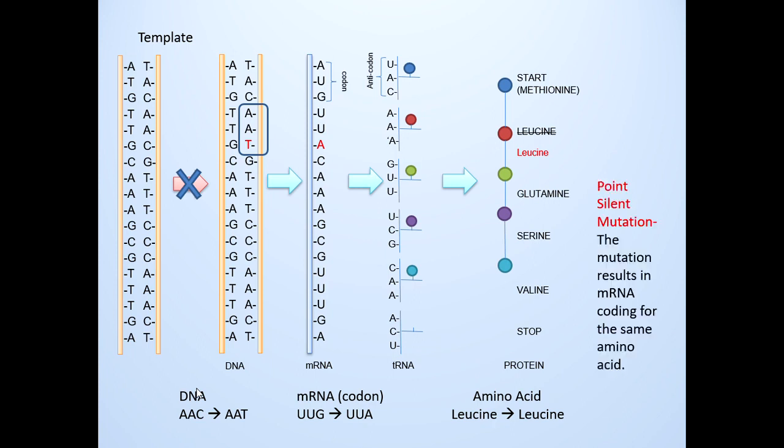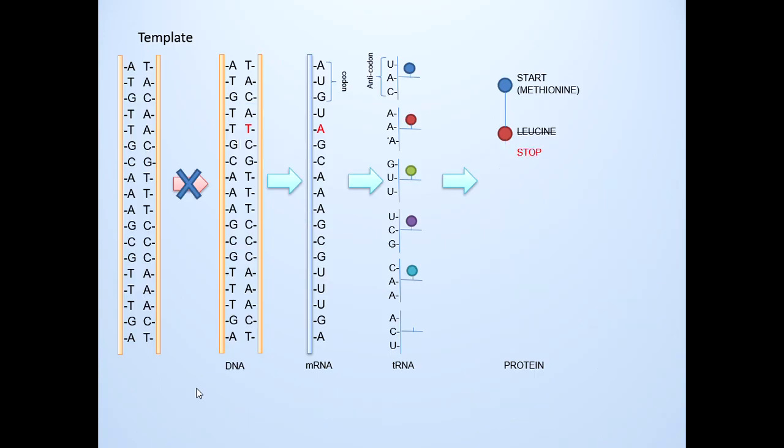So this is what we refer to as a silent mutation because the mutation results in the messenger RNA coding for the same amino acid. So this probably is not going to impact the cell at all. The third type of mutation.